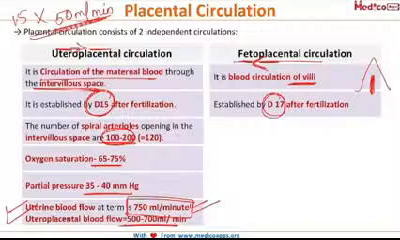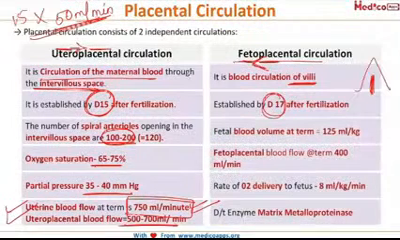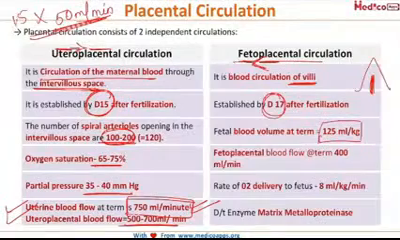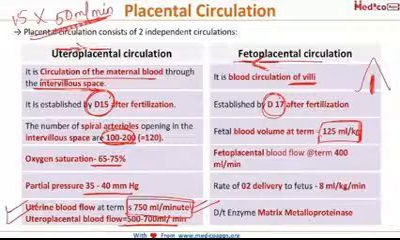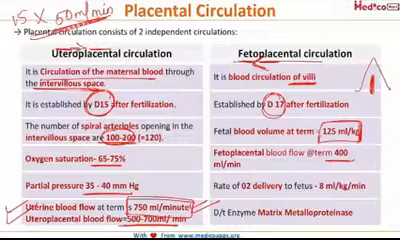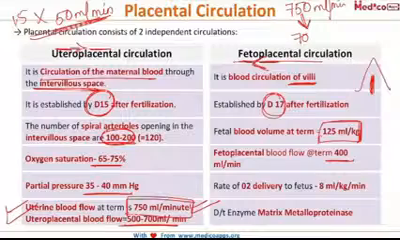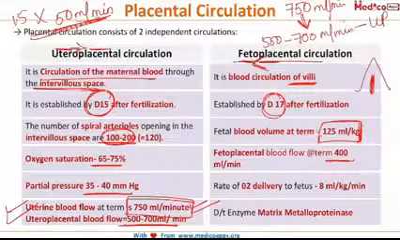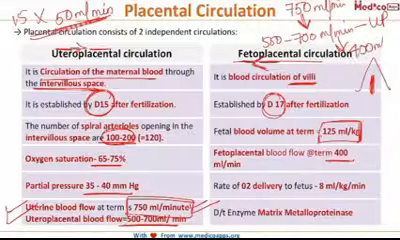Now another important question is the fetal blood volume at term, and it is 125 ml per kg. Now the next question is fetoplacental blood flow at term, and it is 400 ml per minute. Now how will you remember it? The uterine blood flow at term is 750 ml per minute. This decreases to 500 to 700 ml per minute in the uteroplacental circulation, and now this decreases to 400 ml per minute in the fetoplacental circulation.